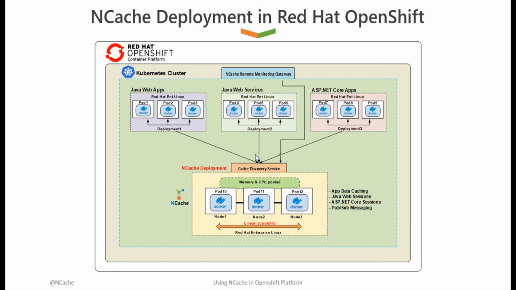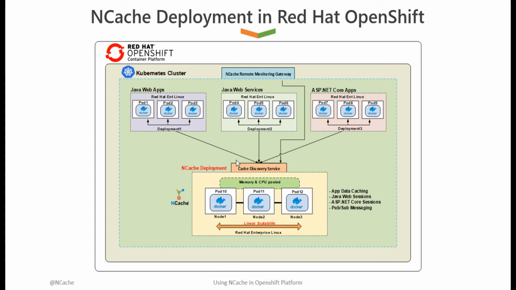As far as server-side deployment is concerned, it is using Linux-based Docker image for NCache, which is available on our website, and you can use it on Red Hat Enterprise Linux as shown right here. And you create a cache cluster using different Docker NCache images made available in this platform. And then I have this cache discovery service and NCache remote monitoring gateway.